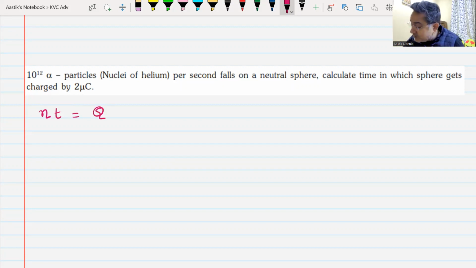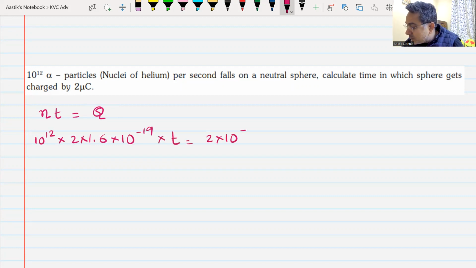Total charge falling per second is how much? 10 raised to the power 12 alpha particles, and every alpha particle has got 2 times the charge of an electron. Yes or no? Yes, sir. Multiplied by time, that must give you 2 into 10 raised to the power minus 6 coulomb. You divide, multiply, and you get your answer. Everyone understands this? Yes, sir.